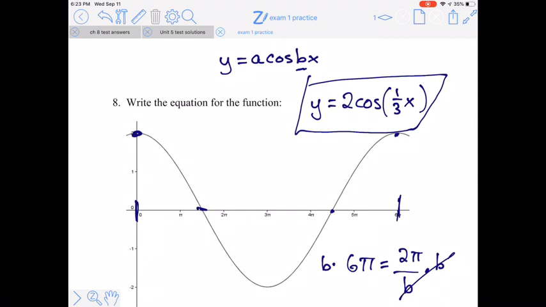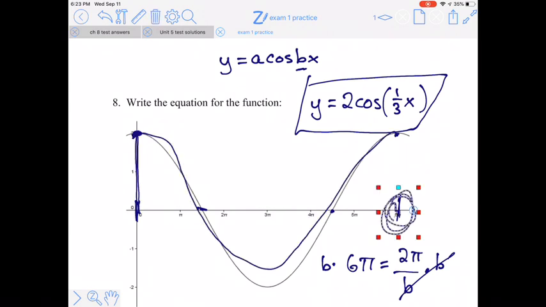Questions? The period, since it started here at the top and went through one full cycle and ended here, then the period was right there, 6 pi, 0 to 6 pi. So the period was 6 pi. How did you find B?